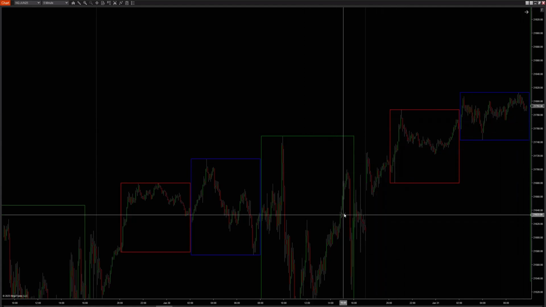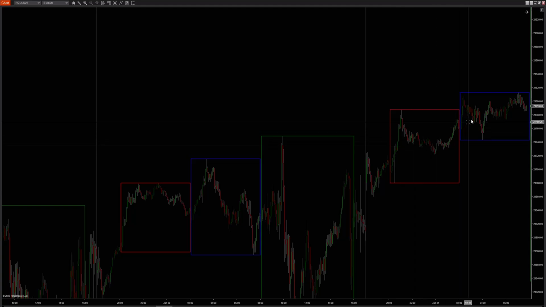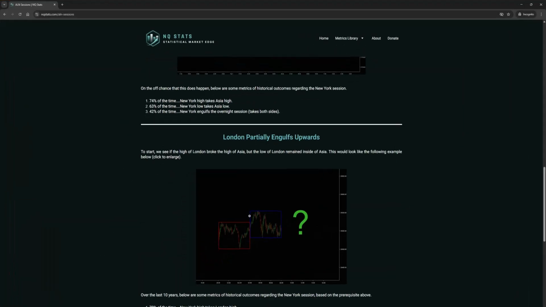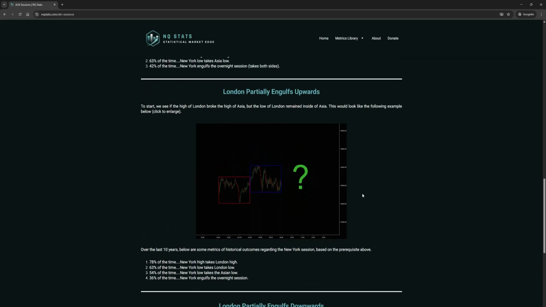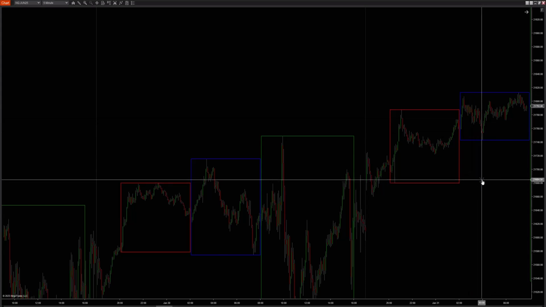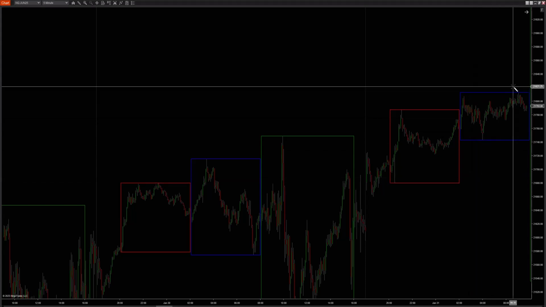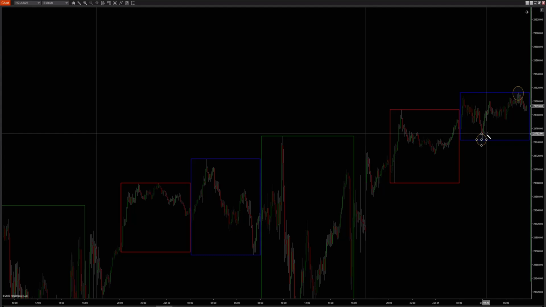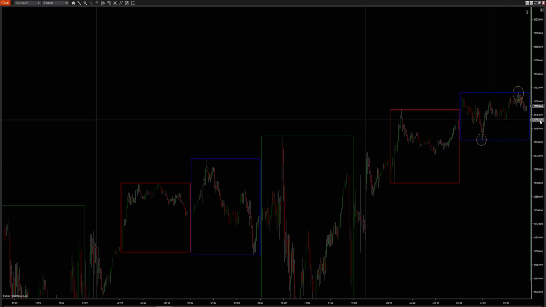Price has been trending up recently. Pivot down, trends up, pivot down, trends up. And you get a partial engulf upward. So you get this. Now you have a 78% probability of taking the high, 63% of taking the low. So what that means is 78% probability of taking this high, 63% probability of taking this low during the New York session.